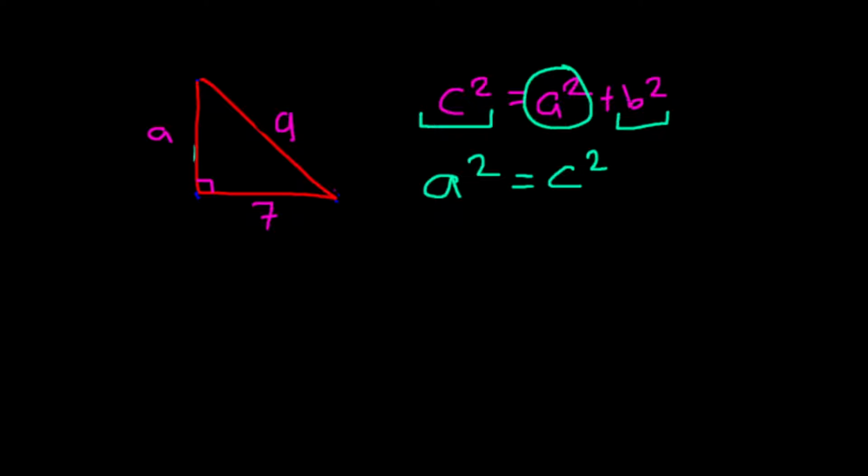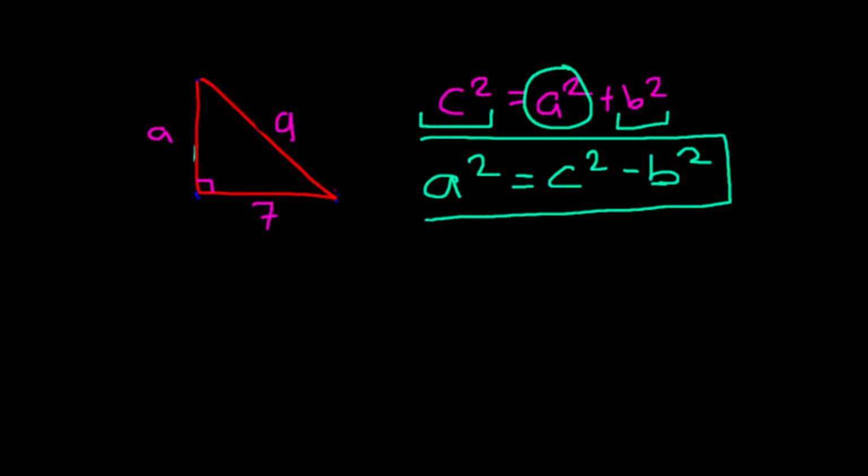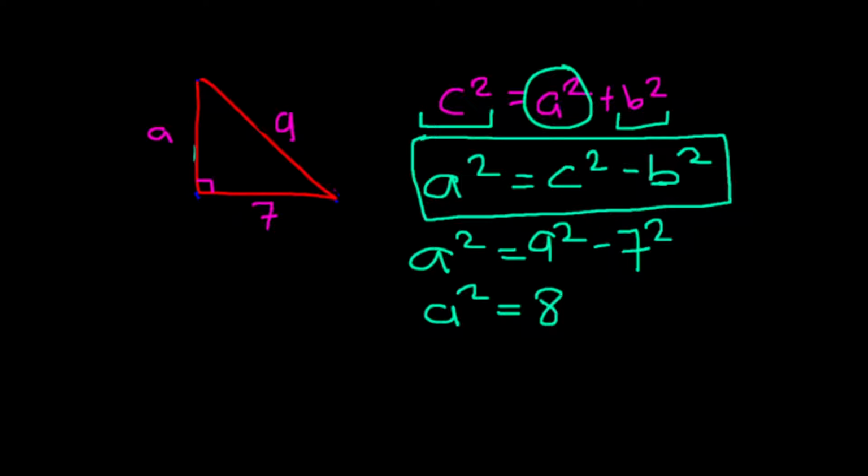But we have to move b squared to the other side, and while moving b squared, instead of going from plus b squared, you go to minus b squared. So now this is a formula that you're going to be using. We don't have a squared, so let's keep a squared here. C squared is going to be 9 squared minus b squared, which is 7 squared. So a squared is equal to 9 squared, which is 81, minus 7 squared, which is 49.